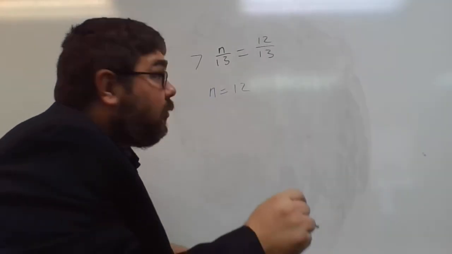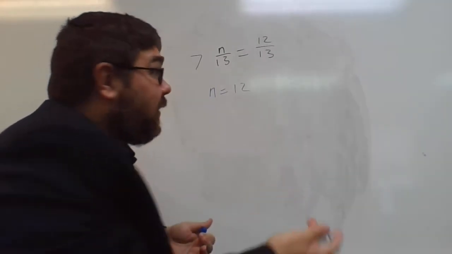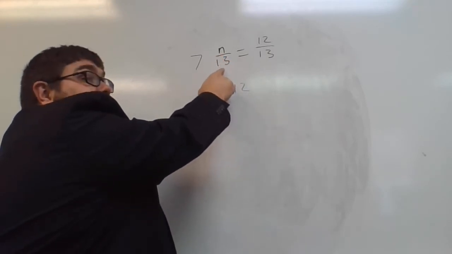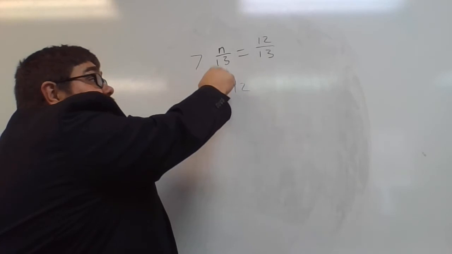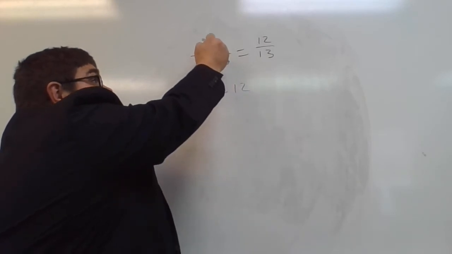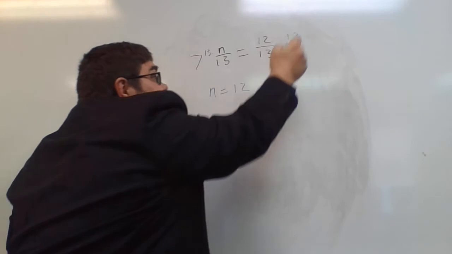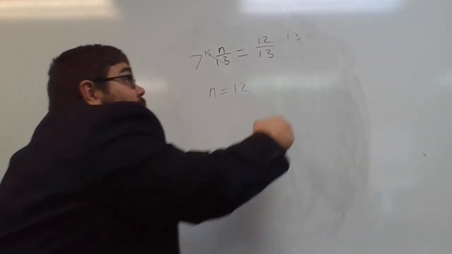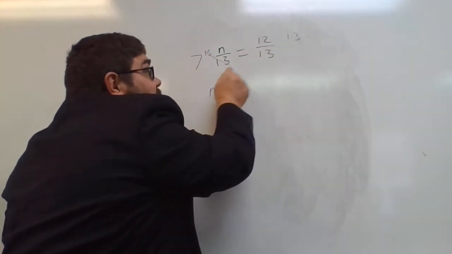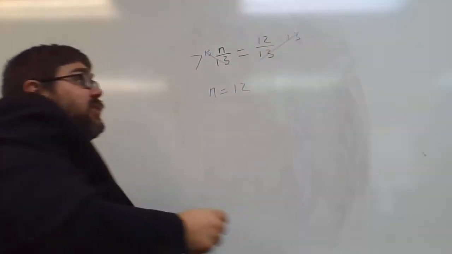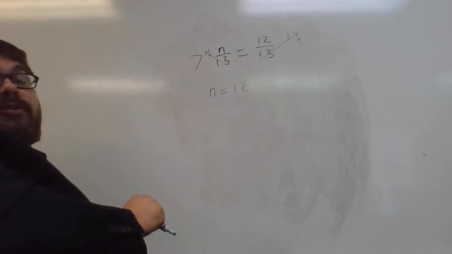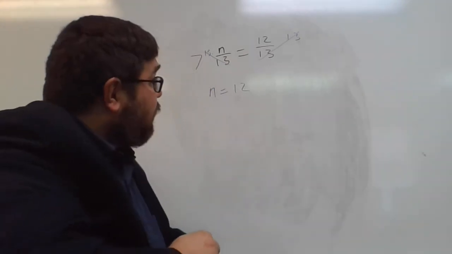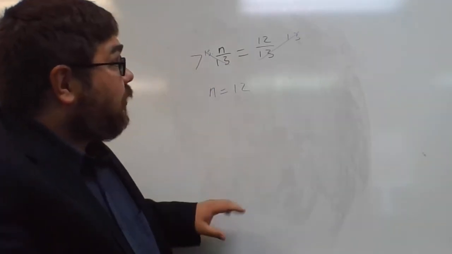But let me show you how you can prove it mathematically instead of just saying, oh, look at it. N is being divided by 13. Well, what's the opposite of division? It's multiplication. We can multiply each side by 13, and we have n equals 13 and 13 cross out. We can do the same on the other side, and we have n equals 12. That's it. So number 7 is just n equals 12.